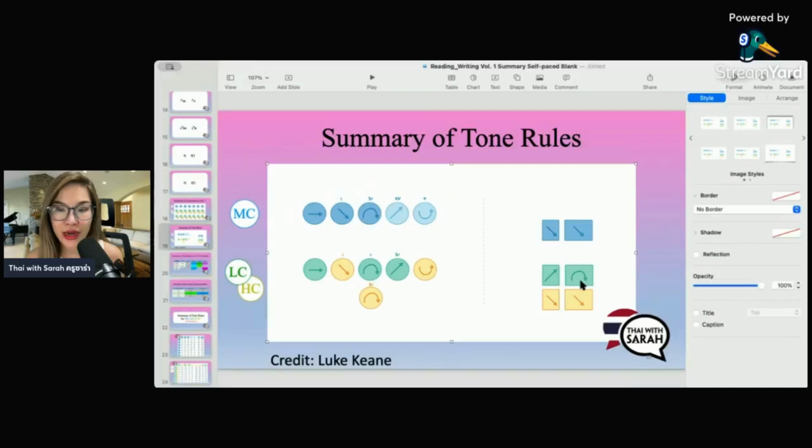So high and falling. I have a phrase for you to refer to for the tone rules for low class dead syllable, which is rak, mak, high, falling. Rak, dead syllable short vowel. Mak, dead syllable long vowel. Rak, mak, love a lot.